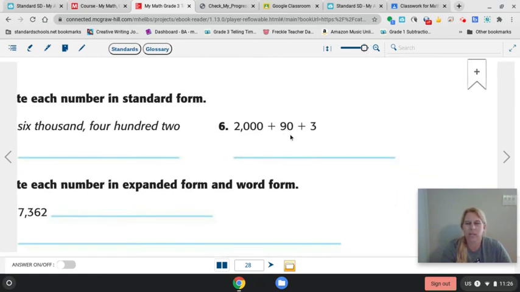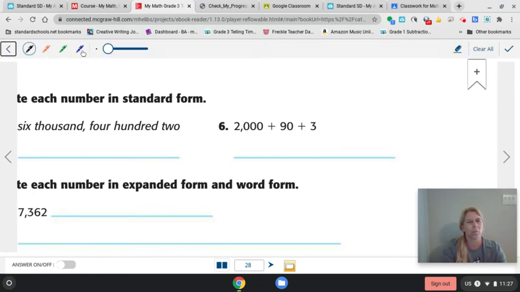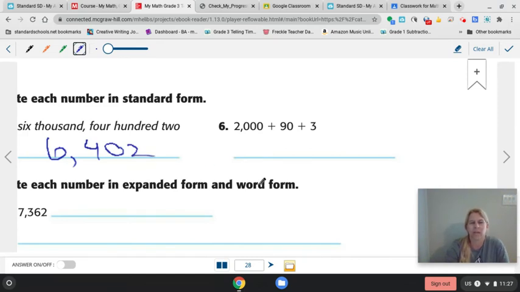And then if we have this one in expanded form, we have to write it. So we're just going to do this a little bit together, if I can get my pen to work. 6,402, we write it just like it says. 6, remember a comma after the 1,000, 4, there are no tens, so you have to put the 0, 2. There's standard form, there's word form, and here's expanded form.